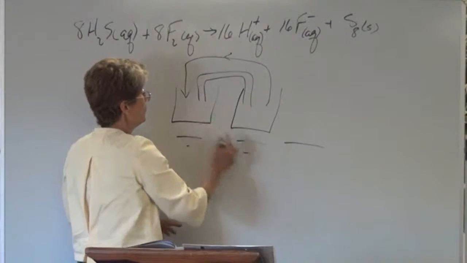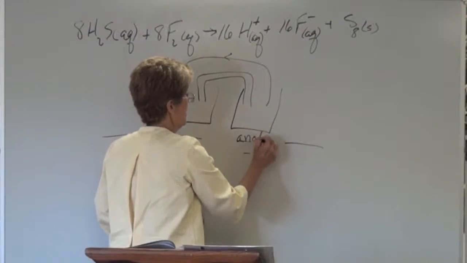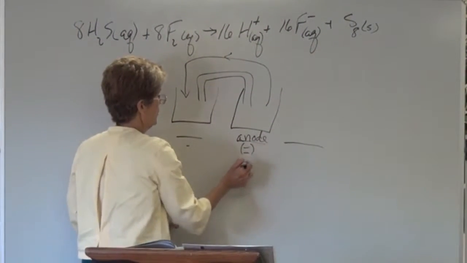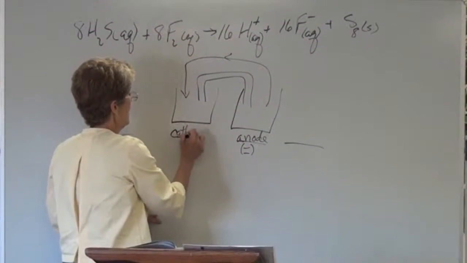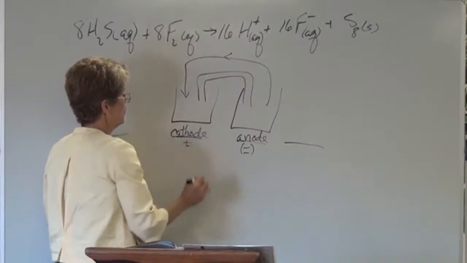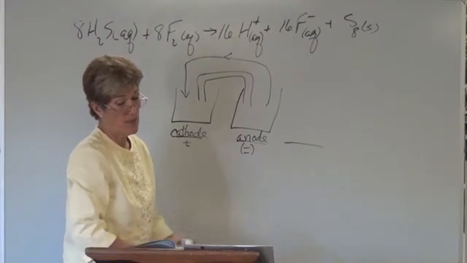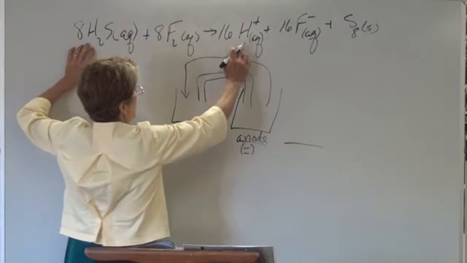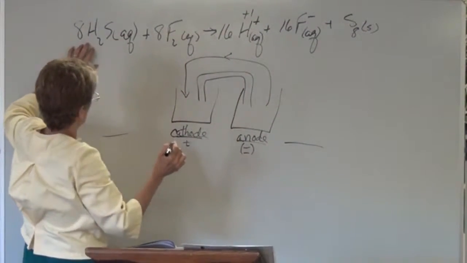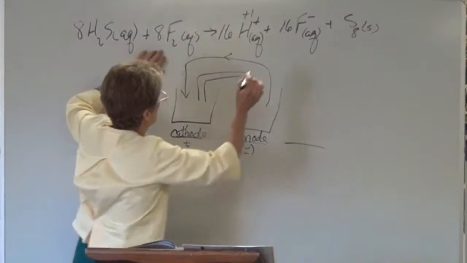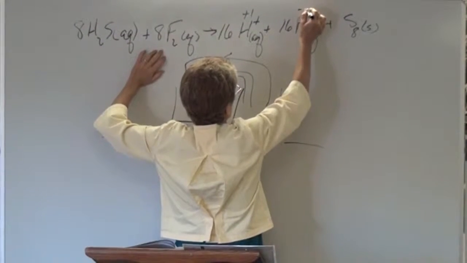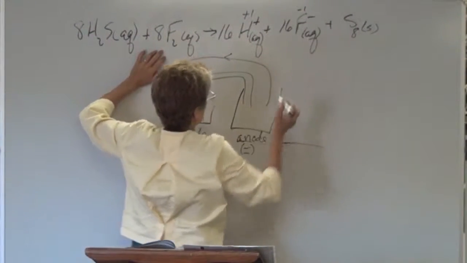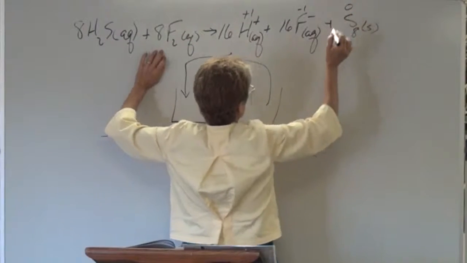Now, because the electrons are flowing this way, we know this is the anode, and it's negative. That's its charge. We know this is the cathode, and its charge is positive. We know those things, so we can write those in up front. Then we have to figure out who's being oxidized, who's being reduced. Well, here hydrogen has a +1 charge, and here fluorine has a -1 charge, and here sulfur has a 0 charge.